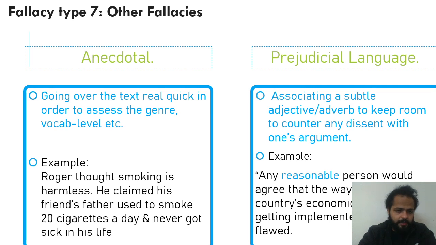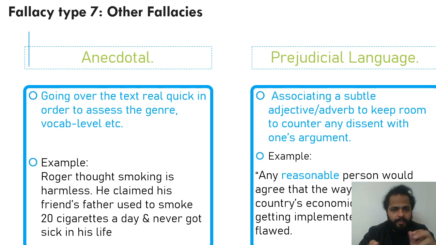Guys, anecdotal evidence is something that people are able to relate to very easily because it comes in some form of a story. You know what an anecdote is, right? An anecdote is basically a story. So people are able to relate to it very well, but it is usually not logical. It doesn't have the logical integrity to support an argument.